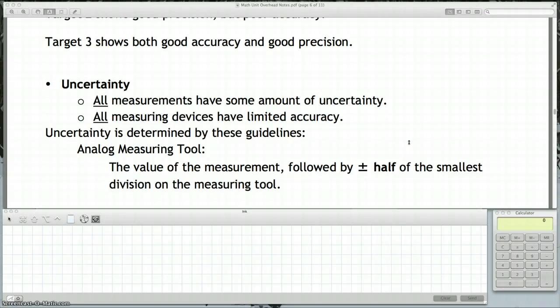Uncertainty is determined by these guidelines. An analog measuring tool. Now, when I say analog, I mean non-digital, like a ruler or a graduated cylinder. Something that doesn't have a little computer screen that gives you a number. It's something you actually have to measure using little marks on the measuring tool. Now it's the value of the measurement followed by plus or minus half the smallest division on the measuring tool.